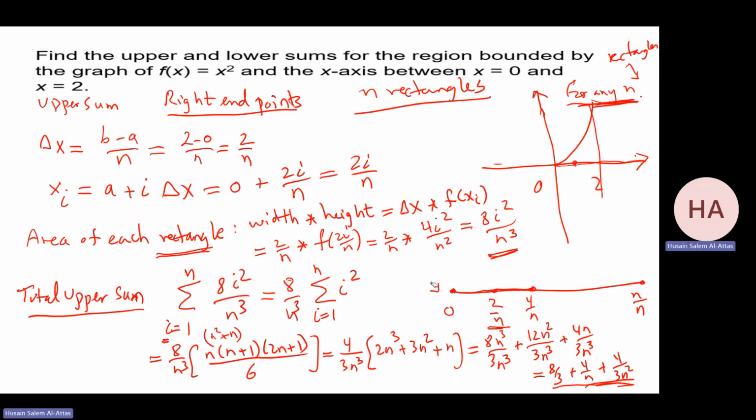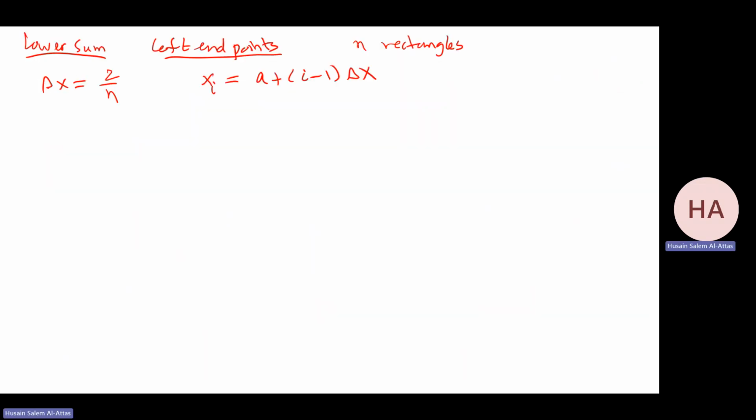You get me? Before, I was taking xi as a plus i delta x. No, in this case, I will take the i minus 1. So in this case, x1 will be a, which is 0. So xi will be a plus i minus 1 times delta x. And just plug in the numbers. So I have a equals 0. That will be 2 times i minus 1 over n.